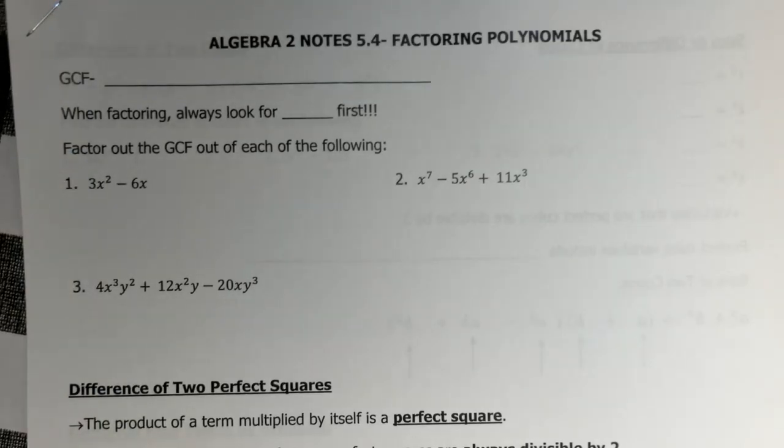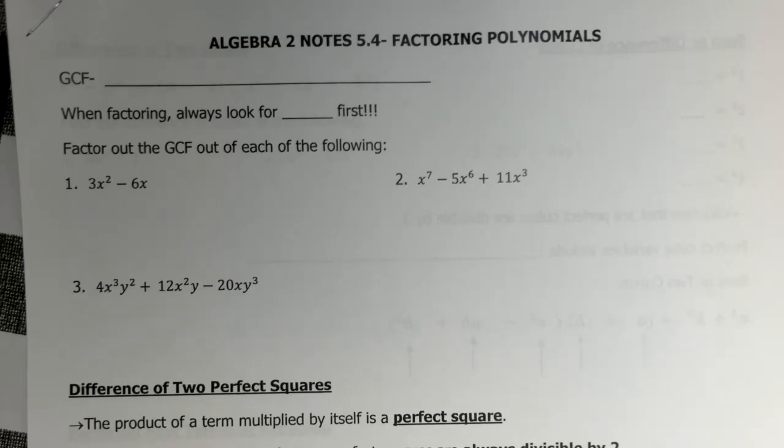Okay, so for 5.4 factoring polynomials, we're going to do GCF, difference of two squares. We're going to do the sum and difference of two cubes. And we're going to do factor by grouping, and then we're going to do solving by factoring. So you have done everything but the sum and difference of two cubes.